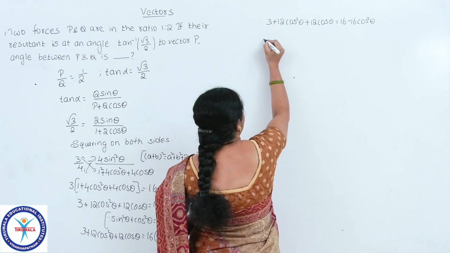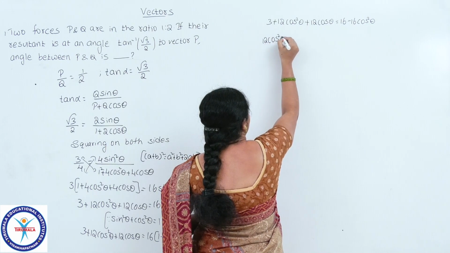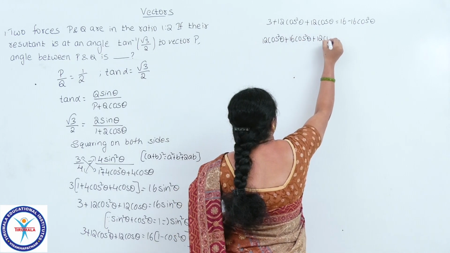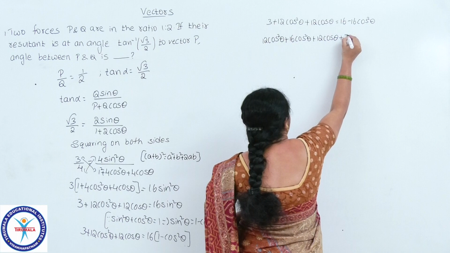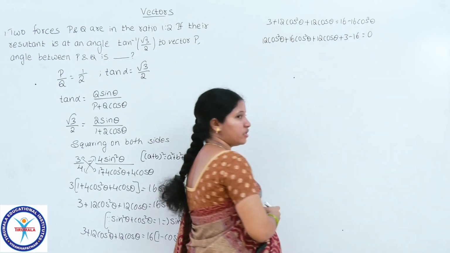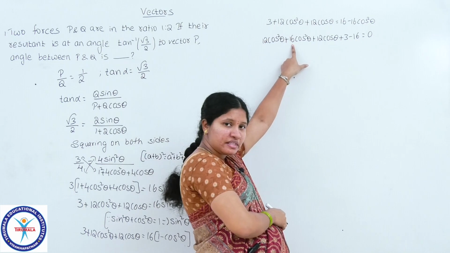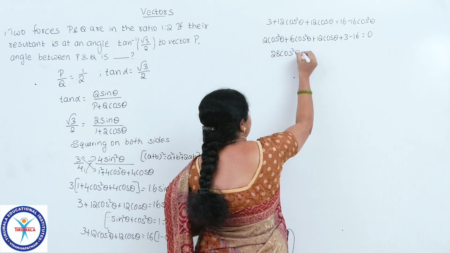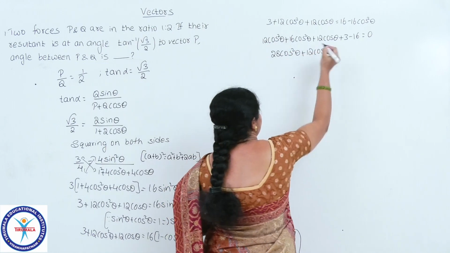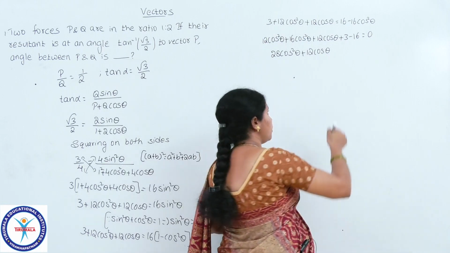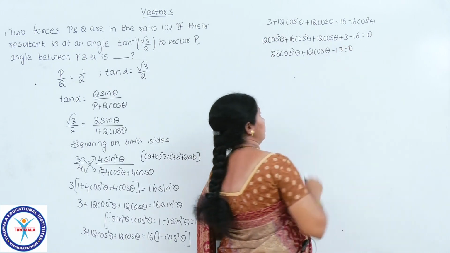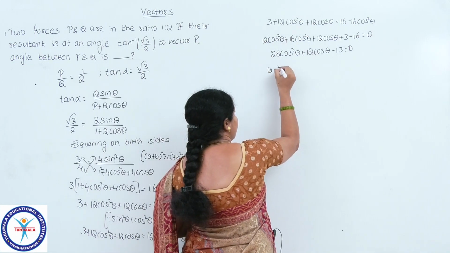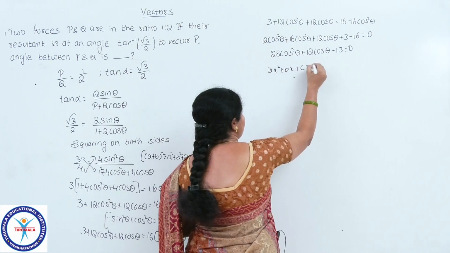So we get 12 cos square theta plus 16 cos square theta plus 12 cos theta plus 3 minus 16 equals 0. So 12 cos square theta plus 16 cos square theta gives 28 cos square theta, plus 12 cos theta, and 3 minus 16 gives minus 13, equals 0. If you observe this equation, it is in the form of ax square plus bx plus c equals 0.